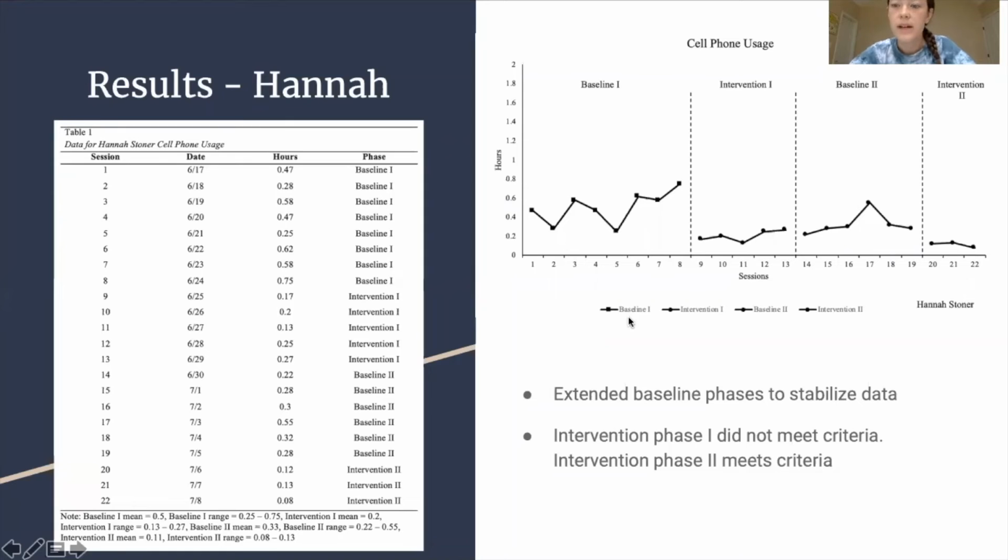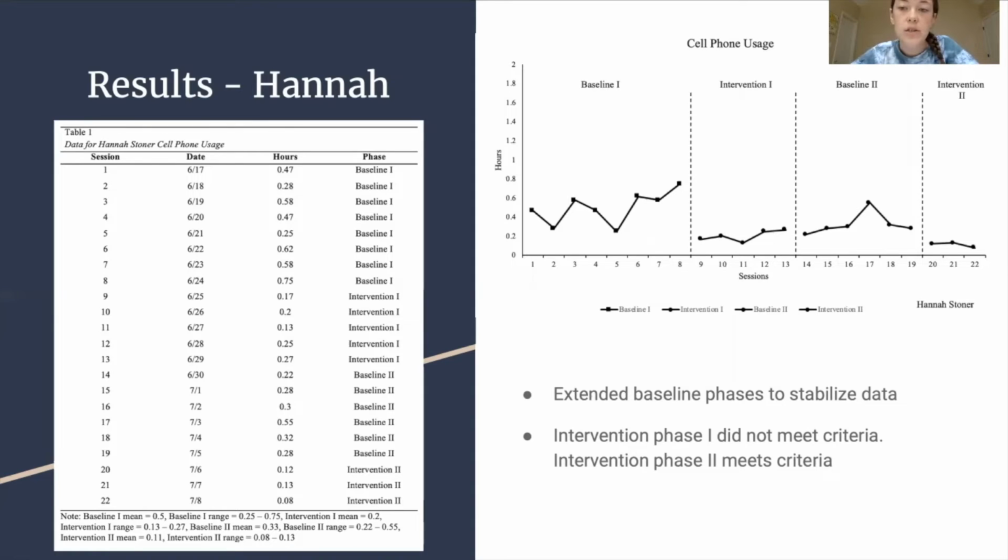So these are my results from the study. My first baseline phase lasted 8 days, so I extended it in order to stabilize the data, and it does show an upward trend for the last few days of my first baseline. Then my intervention 1 phase lasted 5 days, and I did not meet the criteria because on my last day of intervention, it went slightly over 50% of baseline 1, so that does not meet the requirements.